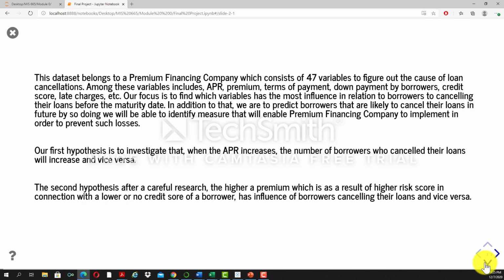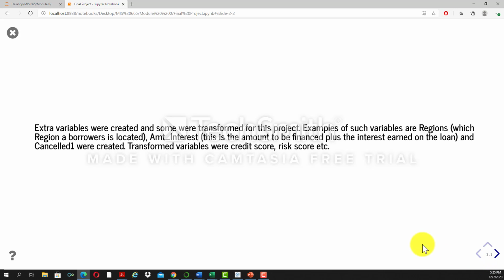Now we go down, and I created some extra variables for this project work. So we're going to have regions, we're going to have amount plus interest, and we're going to have changes in risk score and credit score.